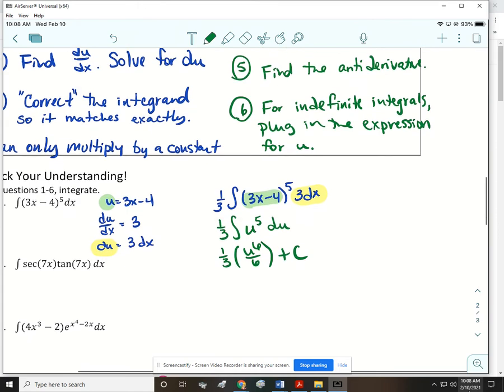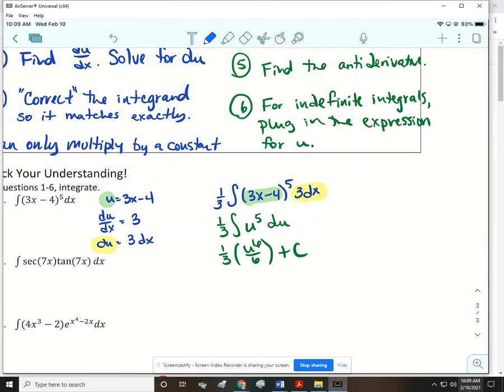All right, so let's go over here. I'm going to just kind of combine this 1/3 and the 1/6 on the bottom and make that 1/18 out there. Hope that's okay. All right, and then we have u to the 6th. So we're going to replace u with what it equals, which is 3x minus 4 to the 6th, and then plus c. And that should be your answer. I can't get my 1/18 to write. There we go. Right, that is U-substitution.